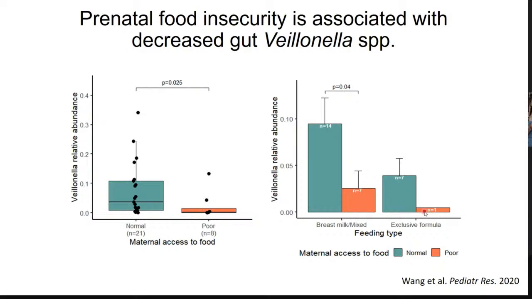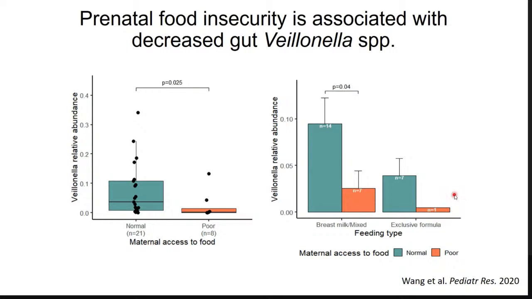So we grouped the infants into two. One is breast milk or mixed feeding, so they all receive breast milk. And the other group is exclusive formula. As you can see, in both groups we see the same trend. If the mother experienced food insecurity, the infants have less Veillonella, no matter the feeding method.